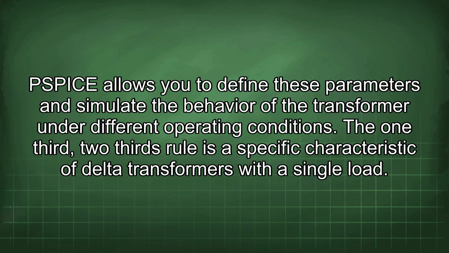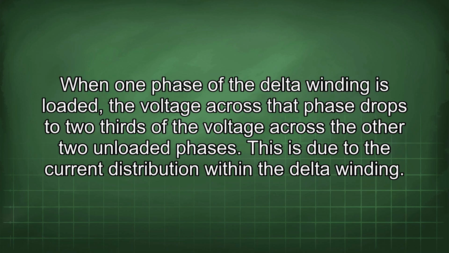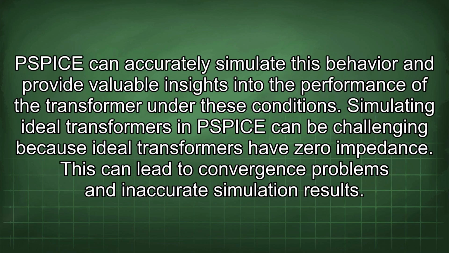The 1/3, 2/3 rule is a specific characteristic of delta transformers with a single load. When one phase of the delta winding is loaded, the voltage across that phase drops to 2/3 of the voltage across the other two unloaded phases. This is due to the current distribution within the delta winding. PSPICE can accurately simulate this behavior and provide valuable insights into the performance of the transformer under these conditions.